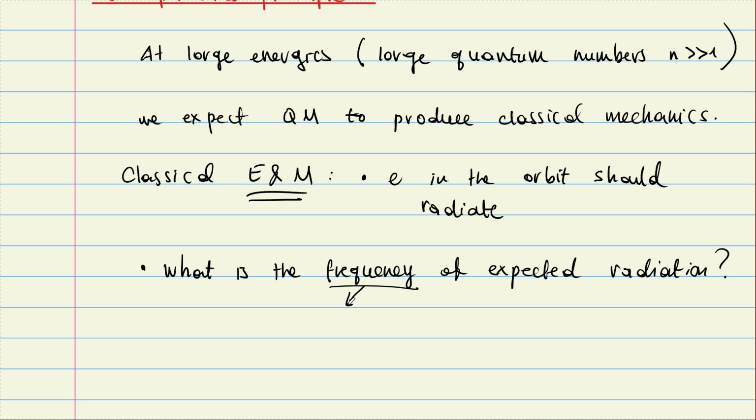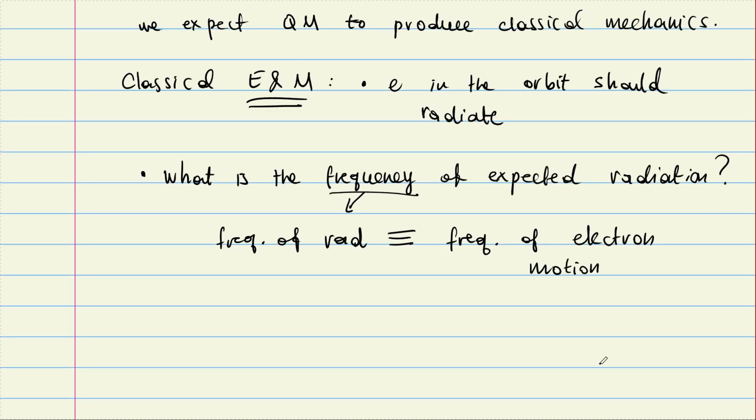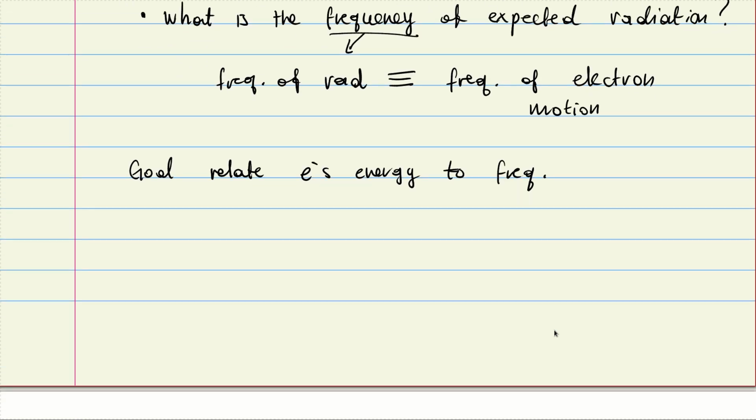And a reasonable person would say, okay, the frequency of this orbit should equal the frequency of radiation if the radiation comes out. The frequency of radiation should be equal to the frequency of electron motion. Because the source is electron motion, the frequencies should match. Now the goal then is to relate the electron's energy to frequency. So let's do that.